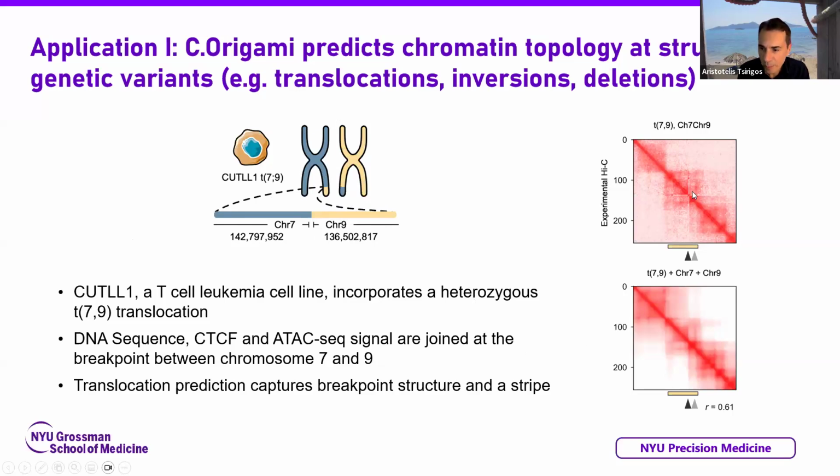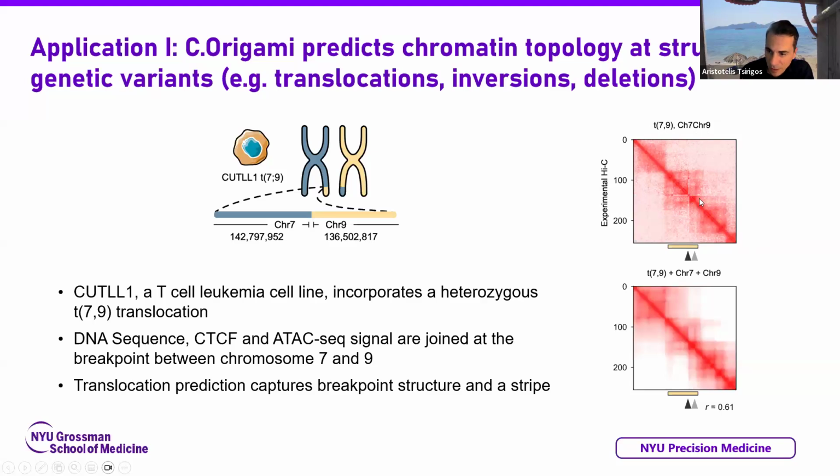And if you look at the breakpoint of this translocation, so up here is DNA coming from chromosome 7, and then below the breakpoint you have chromosome 9. What you see in the actual Hi-C experiment is that there are interactions across this breakpoint, which never existed in wild type, by the way.